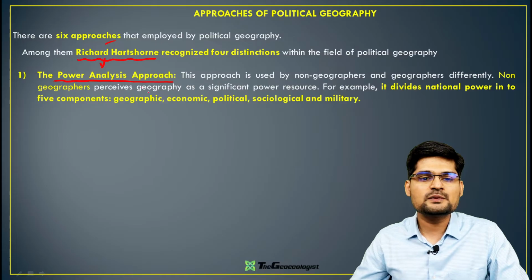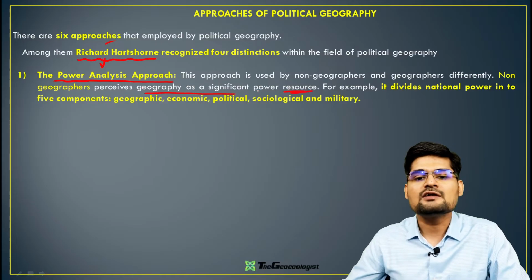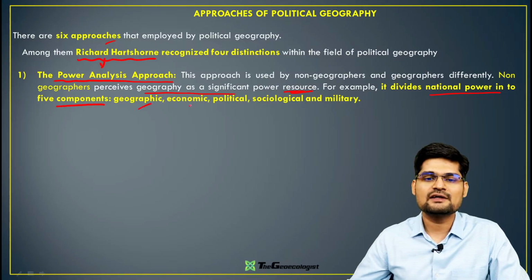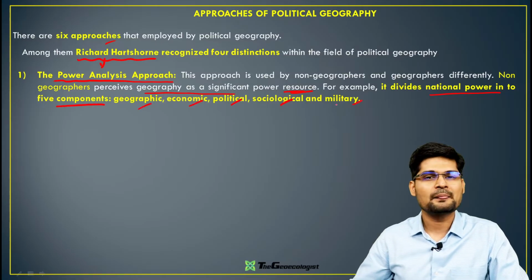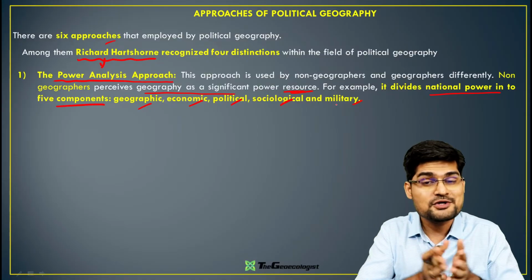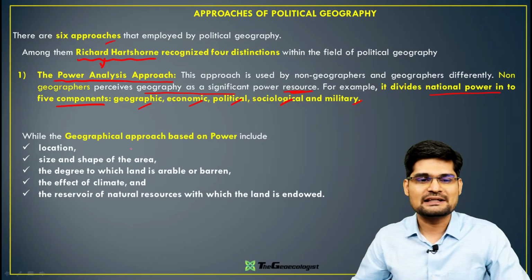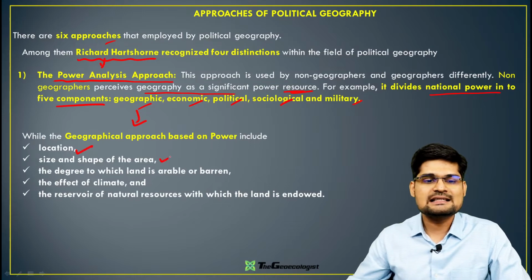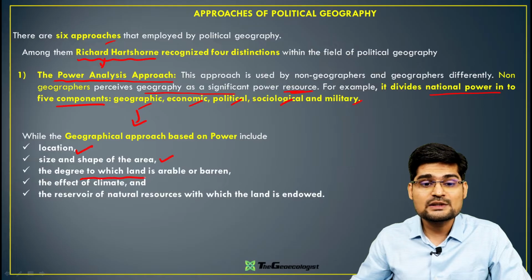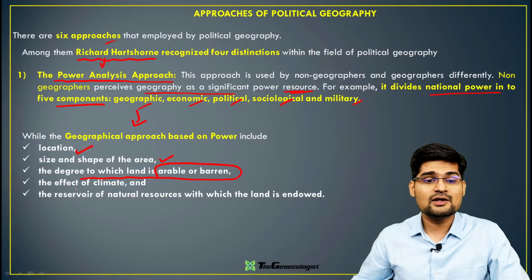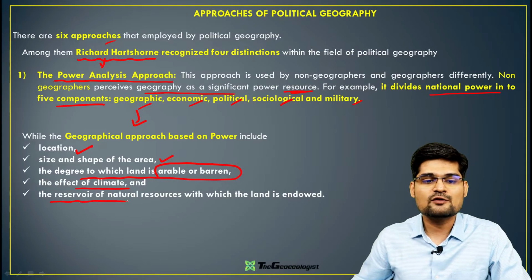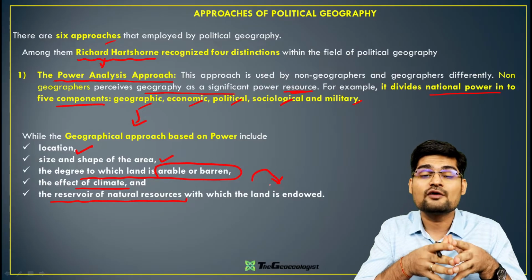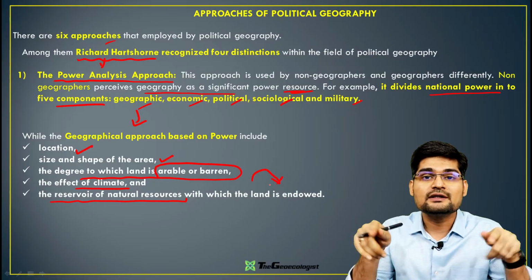So non-geographers perceive geography as a significant power resource. For example, it divides national power into 5 components: geographic, economic, political, sociological, military. That's how non-geographers do it. But what about geographers? They do it a little differently. The geographical approach to power is based on location, size and shape of area, then the degree to which land is arable or barren, then the effect of climate and also the reservoir of natural resources with which the land is endowed. These things matter for a geographer in terms of political space, right?